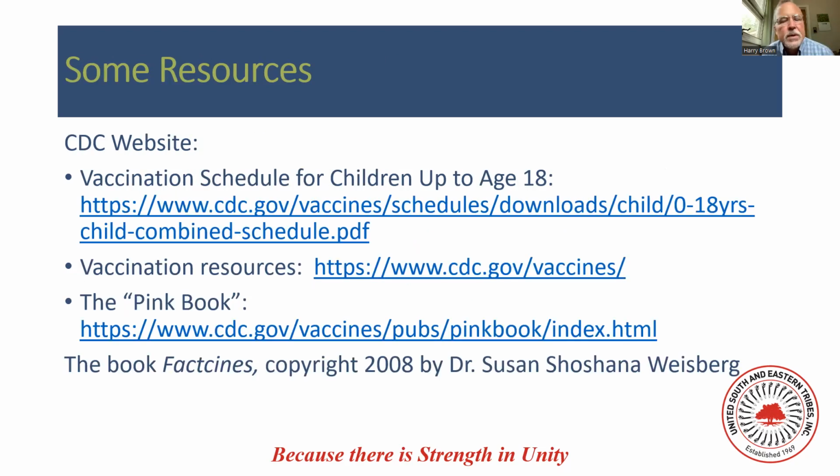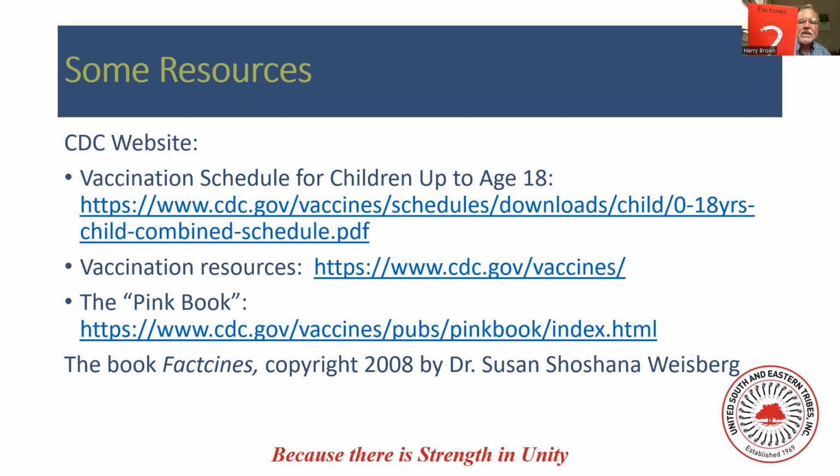So just some resources. The CDC website is a great resource, as well as this handy dandy chart that the CDC puts out every year. It's all nice and color coded and very good to have in your clinic. This is the so-called pink book. It has every vaccine you'd ever want to know about in it. If you give a lot of vaccines, I would suggest you get a copy. It's pretty inexpensive.